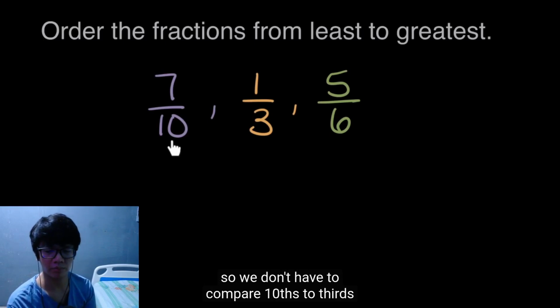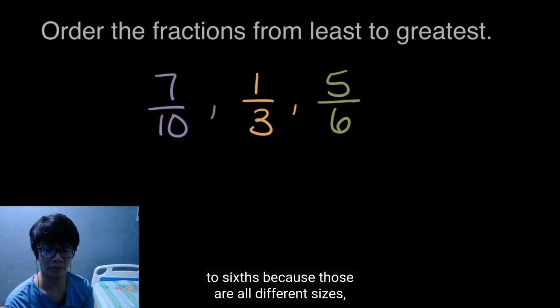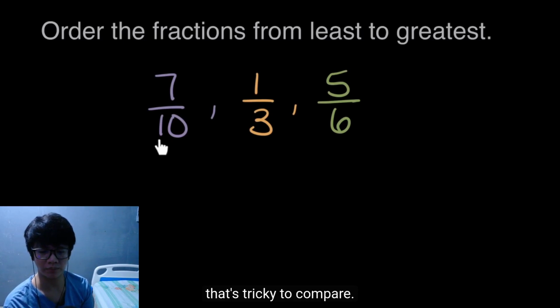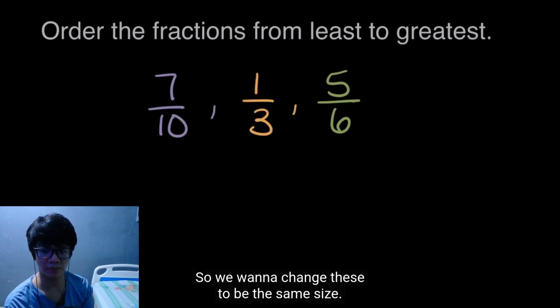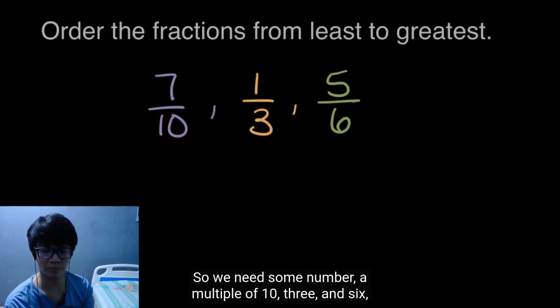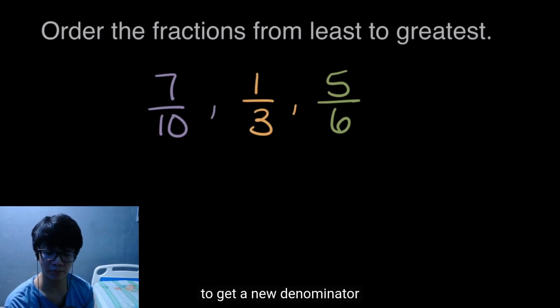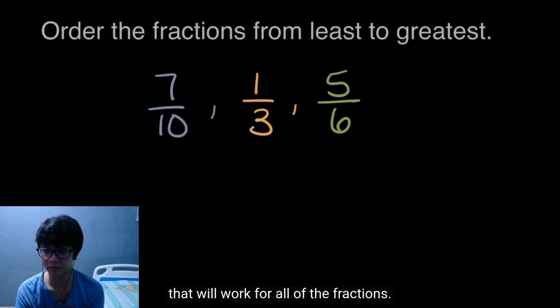So we don't have to compare tenths to thirds to sixths, because those are all different sizes, different size groups, different size pieces. That's tricky to compare. So we want to change these to be the same size. So we need some number, a multiple of 10, 3, and 6, something we can multiply 10, 3, and 6 by to get a new denominator that will work for all of the fractions.